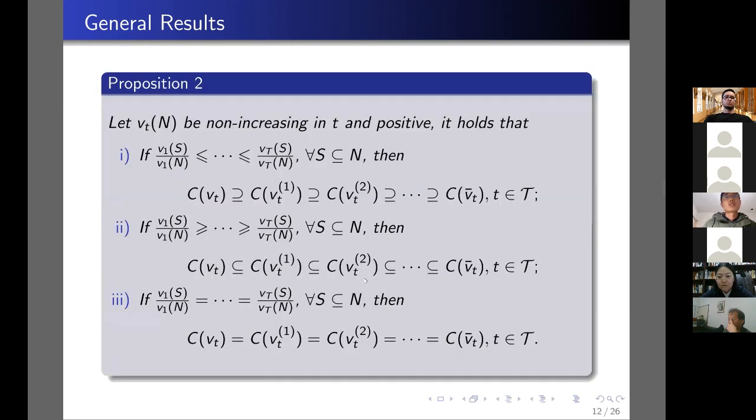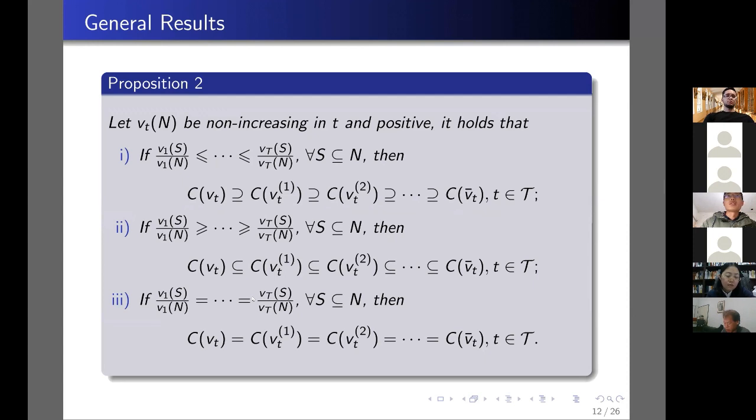Now we can talk about the relationship between the cores. Suppose Vt of N is not increasing in t and positive. It holds that if we have such a relation, the initial core will contain the modified core after twice transformation, and will contain the limit core at last. And when the comparison signs are inverse, the core inclusion, as you can see, will be inverse too. And the core will be the same if those quotients are equal. This is for the general modified games.